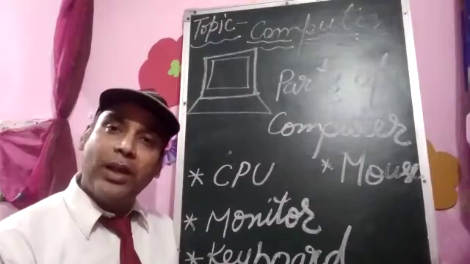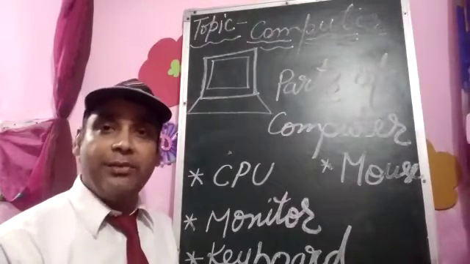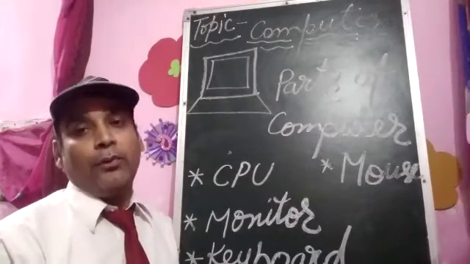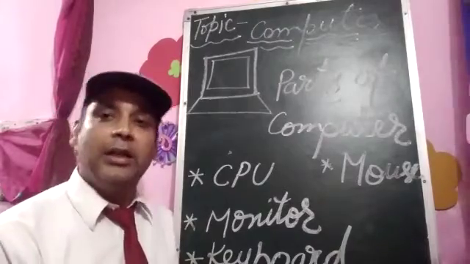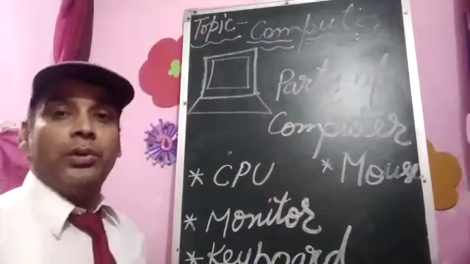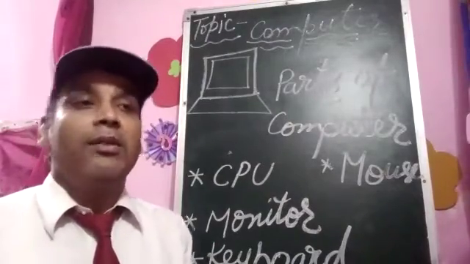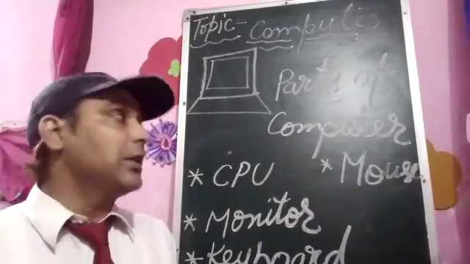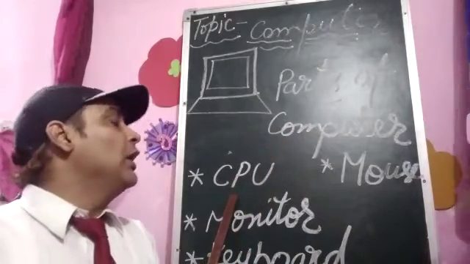Computer, as you know, is an electronic device which can be used for different purposes in different places. Let us discuss the parts of computer, how the computer works with its parts. The first part of computer is called the CPU.